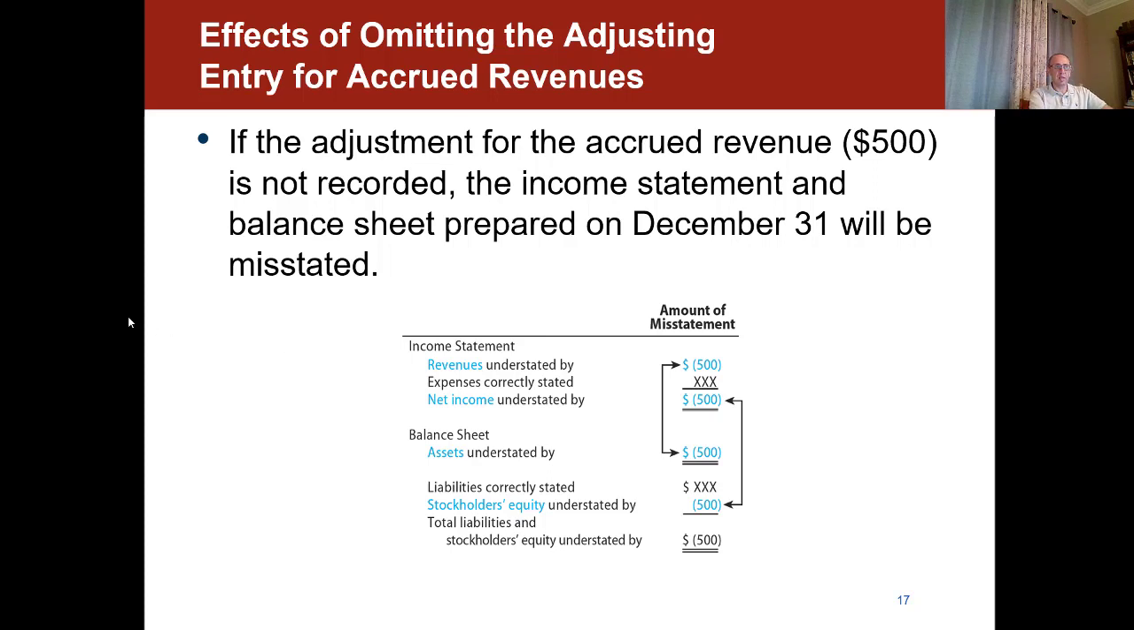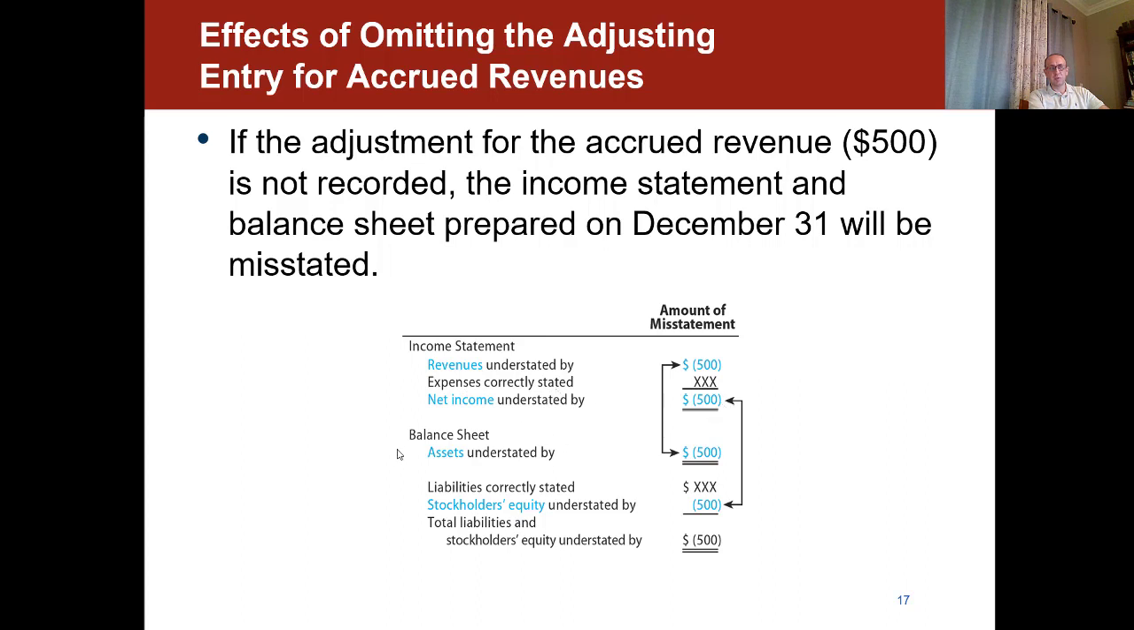So you can see here that under the income statement, if we don't record the revenue, which is the fees earned, the revenue would be understated. In other words, would be less than it should. And if the revenue is understated, net income would be also understated. Expenses would not be affected. So you can see here it says expenses correctly stated. But your net income would be understated.